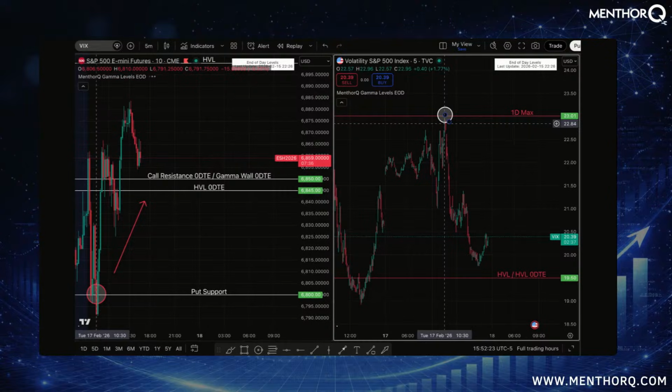But I think, I don't know, Patrick, if you want to say anything here, but I think it's very clear that there was a very, very big confluence of these data points yesterday.